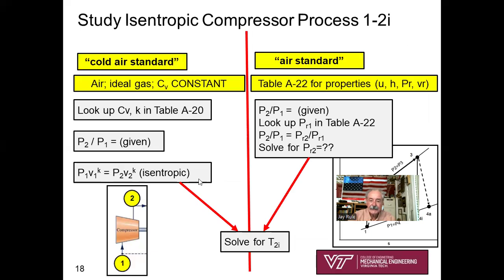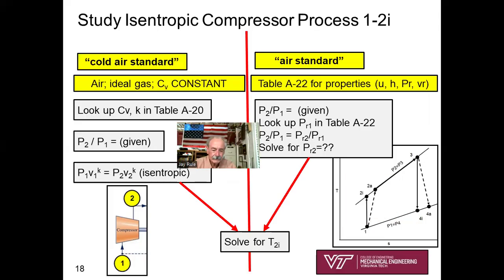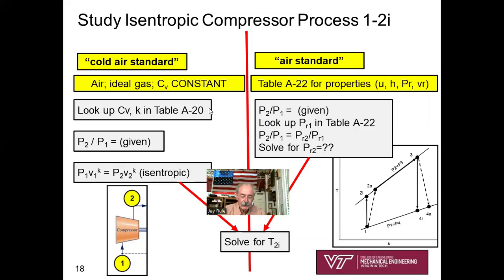Let's look at some details for the isentropic compressor process 1 to 2i. So here's my little sketch down here in the bottom left, so you'll remember what we're looking at. We may be directed to use the cold air standard, or we may be directed to use the air standard. Let's say we're directed to use the air standard, okay? Because that's going to probably be most common in your class, okay? Here is my TS diagram. I'm looking at the isentropic process first, 1 to 2i.